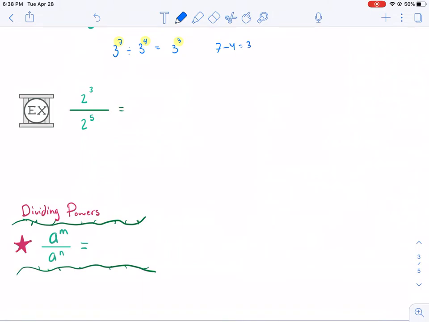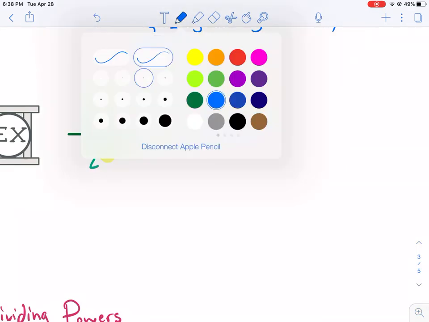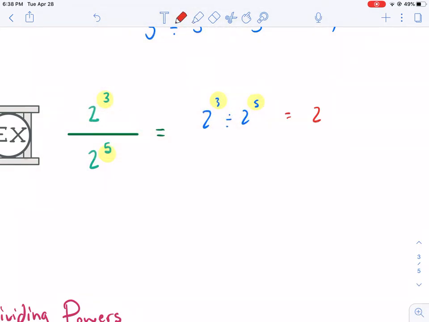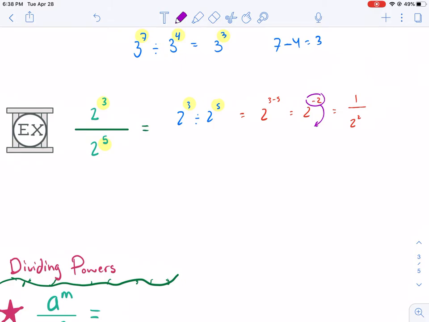So now we have another example. We have 2 cubed over 2 to the fifth. In this case, we're going to do the same thing. We can do 3 minus 5. So 2 to the third divided by 2 to the fifth. We subtract exponents, and we get 2 to the 3 minus 5, which equals 2 to the negative 2 power. To rewrite 2 to the negative 2, we get 1 over 2 squared. To make it a positive exponent, you move it to the bottom of a fraction, okay? So how do we get 1 over 2 squared, or 1 over 4? How did we get that?